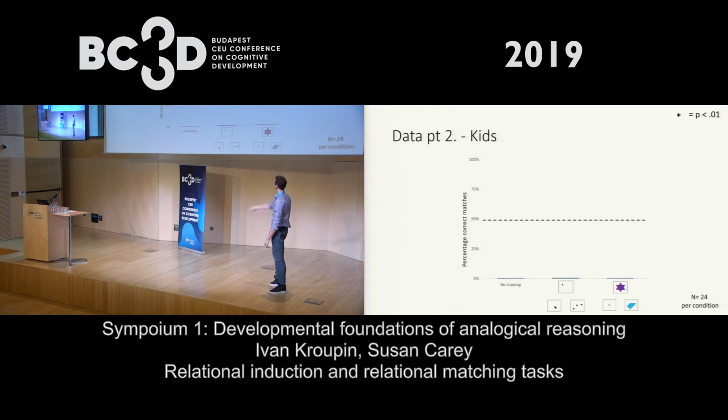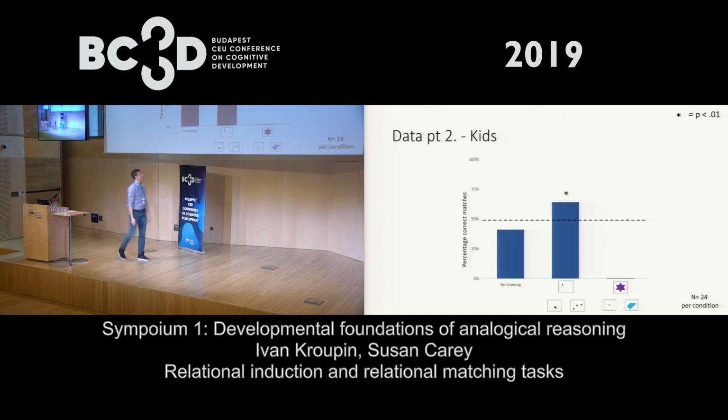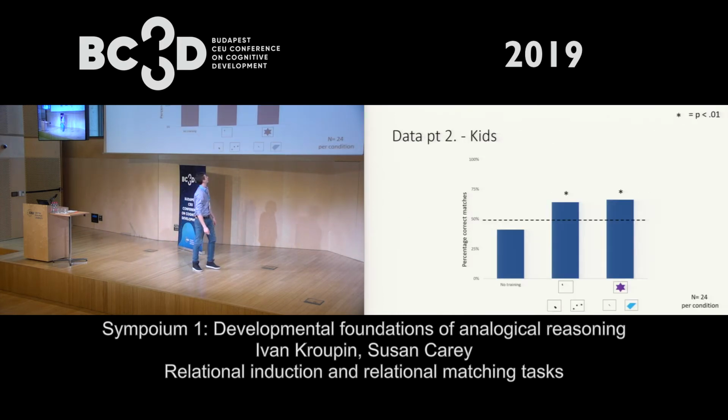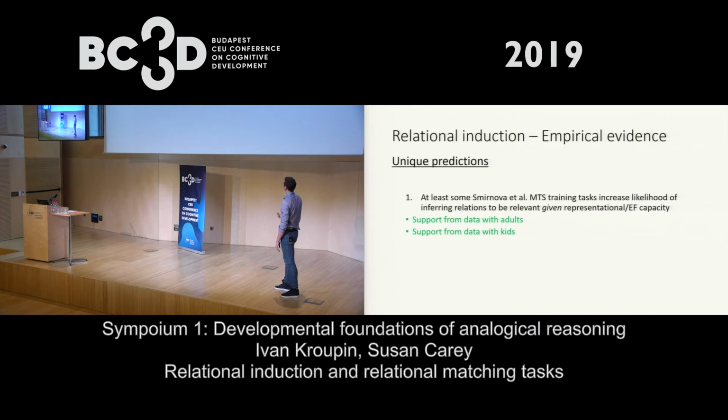So this is just the proportion, percentage correct matches as a group. With no training, 4-year-olds in our sample, as usual, are not above chance. And with number and size training, just like adults, we see a significant increase in relational matching. Okay, so moving quickly, so that supports our first sort of unique prediction.